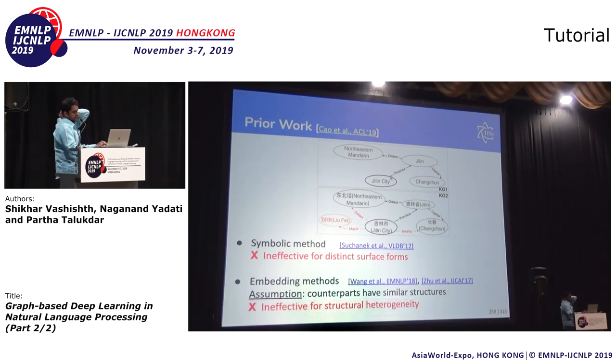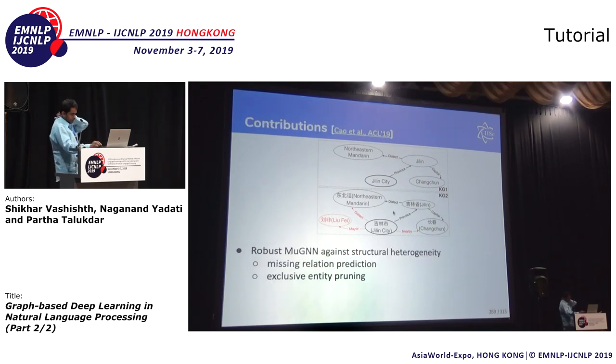So for example, we have the English knowledge graph and the Chinese knowledge graph. So we have Jilin city, which is a Chinese city. It is very likely that a Chinese city will have some additional relationships, like the mayor relationship, in the Chinese version of the knowledge graph, but not the English version, right? So there is some structural heterogeneity in these two knowledge graphs.